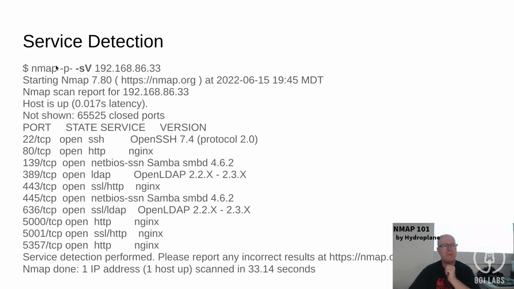So with the dash P, now I added the SV for version, right? For service versions. And now you notice that I'm getting this additional information. Basically, it's grabbing the service banner and it's saying, hey, not only is port 22 open and it's SSH, but they're running OpenSSH version 7.4.